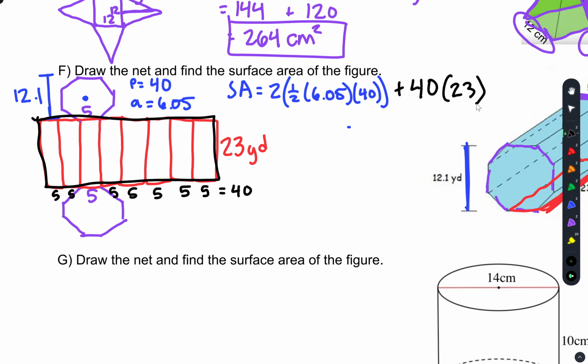Put it all in my calculator. It's not too bad to simplify by hand if that's what you want to do. 2 times 1/2 cancels itself out. So the surface area of this whole shape, after all of that work, is 1,162. We have yards, and our unit for surface area is always units squared. Any questions? I got one more, and then we're done, I promise.